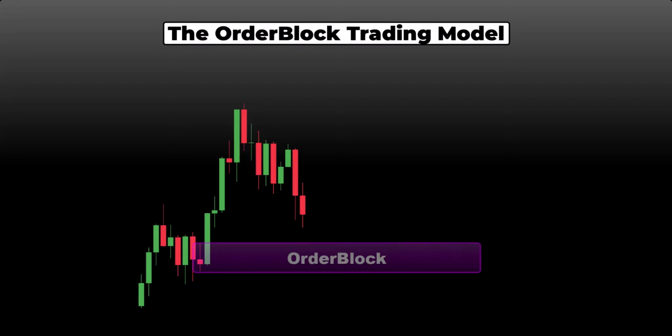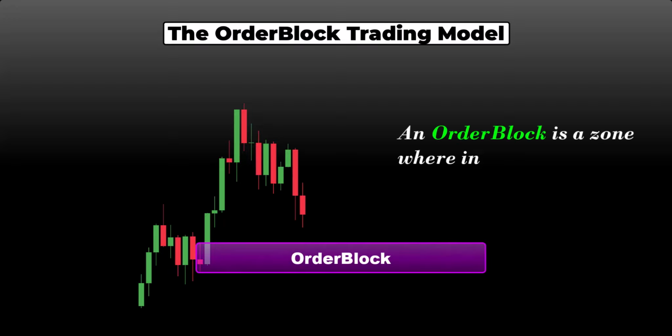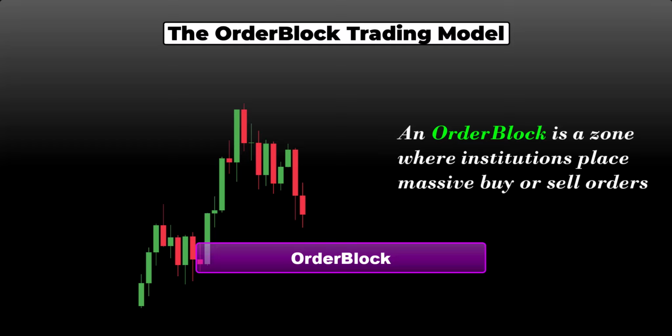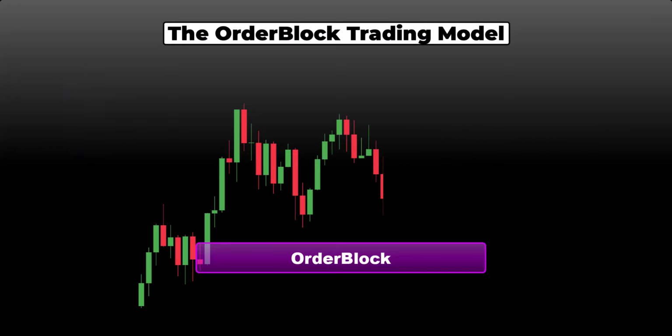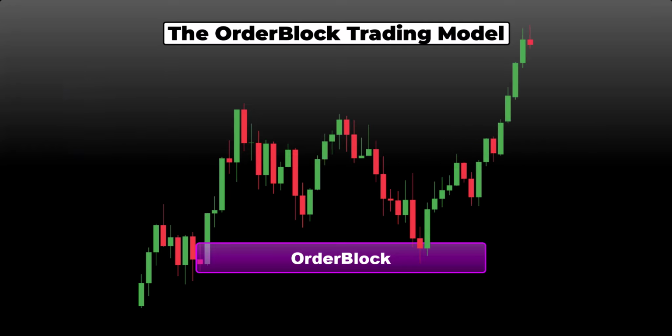Finally, an order block is another cornerstone of ICT. Simply put, an order block is a zone where institutions place massive buy or sell orders. These aren't retail traders. These are banks and hedge funds with millions at play. When these people enter the market, the price reacts sharply, rejecting from that level. And this often represents a footprint of smart money. And these zones are the order blocks.